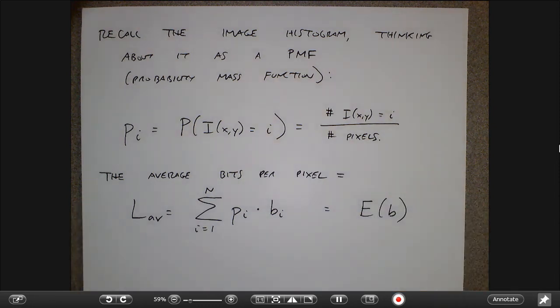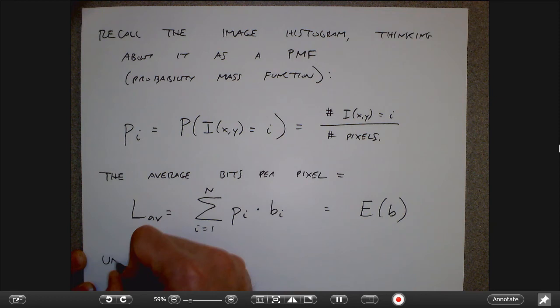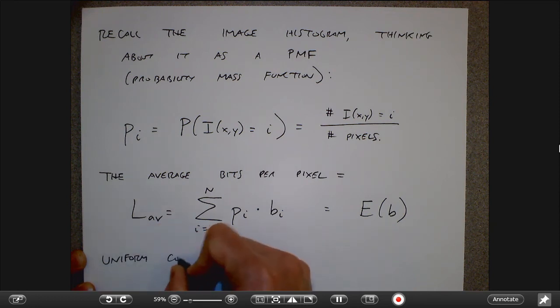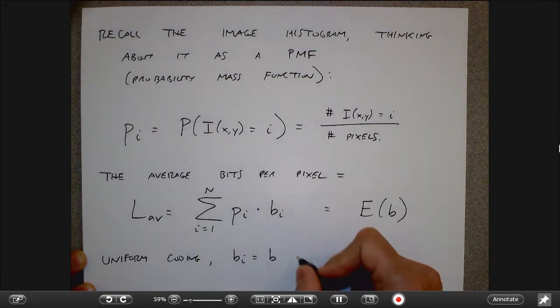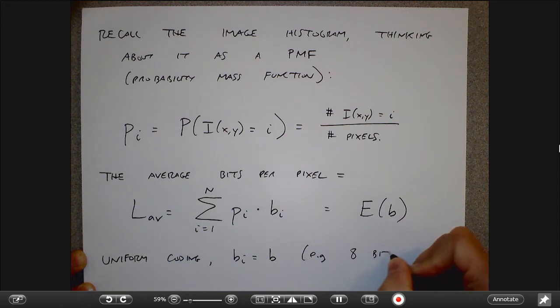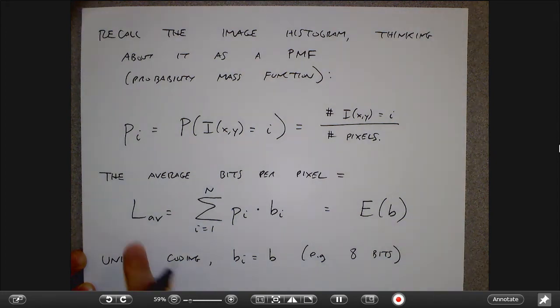In image processing, we often talk about a gray level image that ranges between 0 and 255. That means in theory we have an 8-bit image, and if I don't do anything fancy, for uniform coding, b_i is equal to the same number, 8 bits. That means the average bits per pixel is 8 because I'm using 8 bits to describe every pixel. The question is, can we do any better than that? And the answer is yes, obviously.